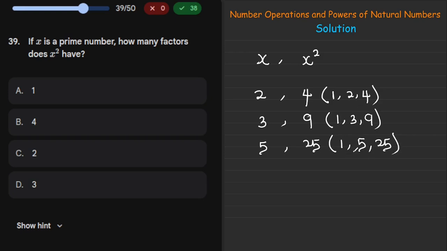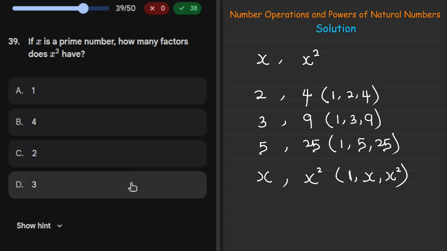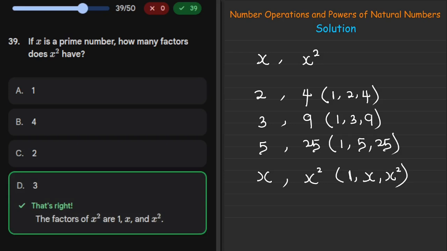So do you see the pattern? Hence, if we have x as a prime number and we have x squared as the square of the prime number, the only factors it ever has is 1, x, and then the number itself. You see, and that gives us what? 3. This has 3 factors, 9 has 3 factors, 25 has also got 3 factors. So generally, x squared is going to get 1, which we see here, the number itself, and then the x squared itself. So a total of 3 factors. Simple as that.